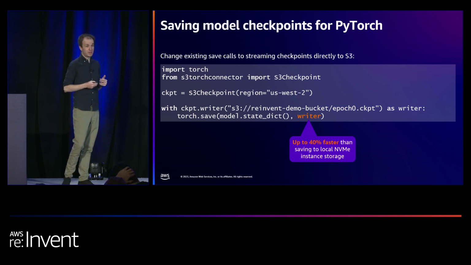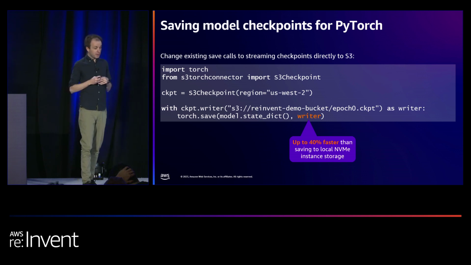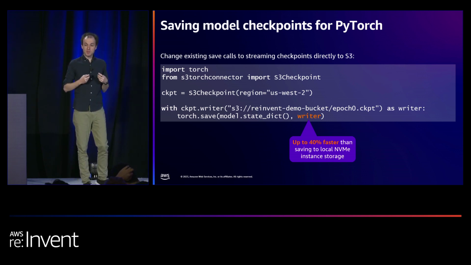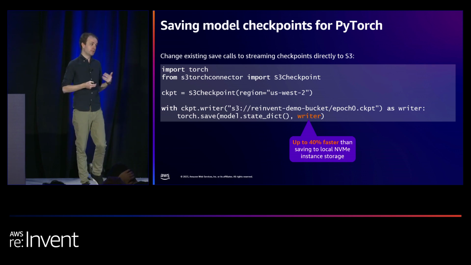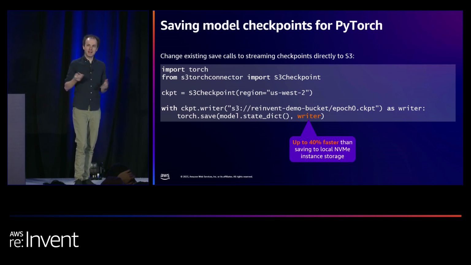What's awesome about this is it's really high performance. It's certainly much faster than other S3 clients we've tested. But the really surprising thing here is that we also found that it's up to 40% faster to save a checkpoint this way than to save a checkpoint to local NVMe instance storage. Now, if you're like me, you hear that number and you say, that's ridiculous. That can't be true. How is that possible? NVMe is really, really fast.